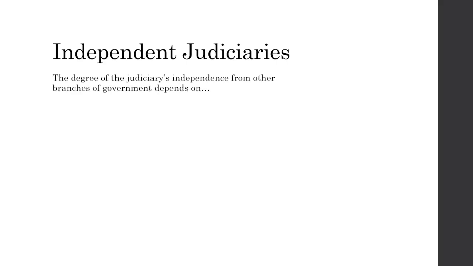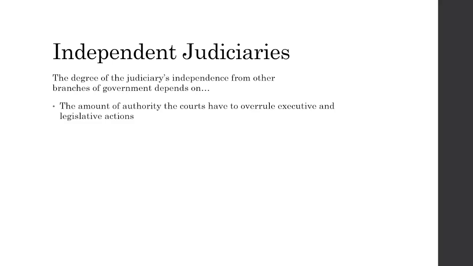Also, independent judiciaries are the last topic for the unit. So it's very similar to independent legislators. So there are various factors that impact the judiciary's independence in our course country. So for one, the amount of authority the courts have to overrule executive and legislative actions. How much checks and balances are in place here, essentially? So do they have the power of judicial review? Can they find laws unconstitutional that can warrant constitutional amendments, like that can happen in Mexico.